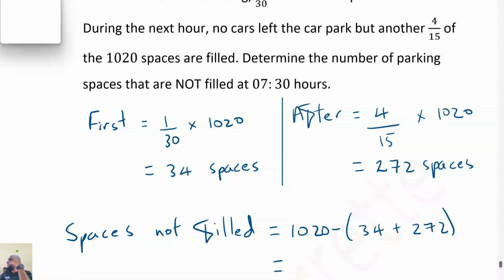1,020 minus 306. So 714 spaces. Right? Let me go. We finishing this, eh?